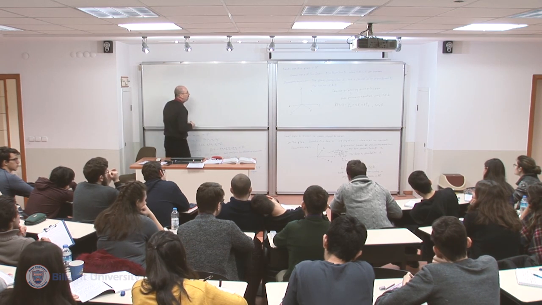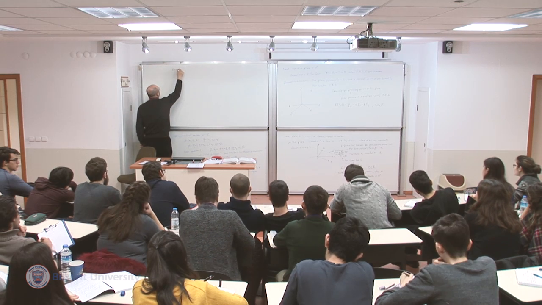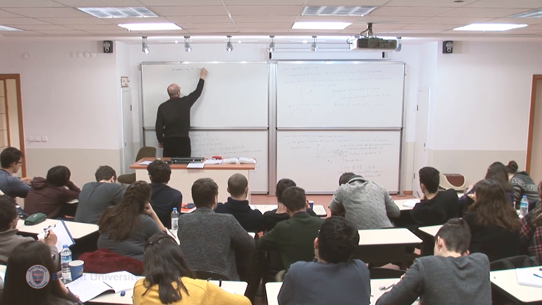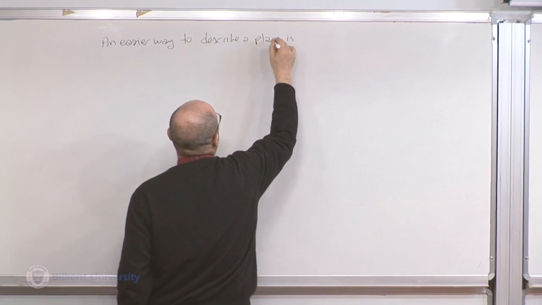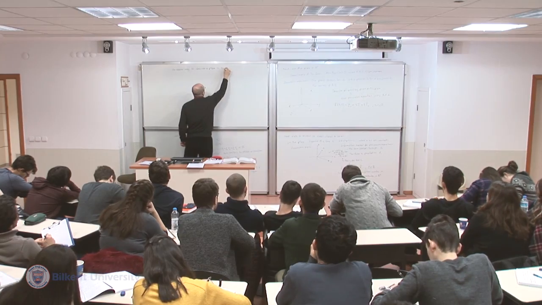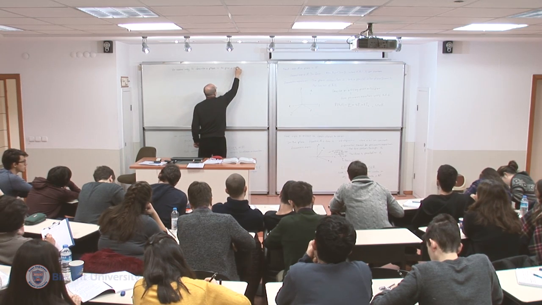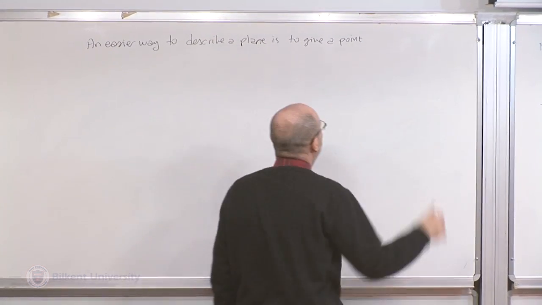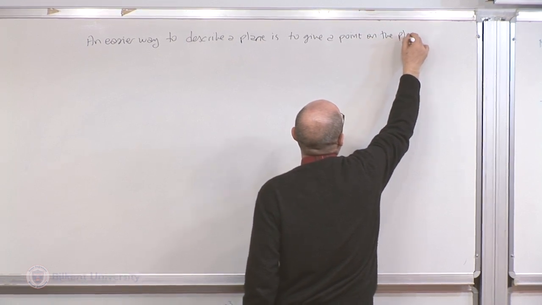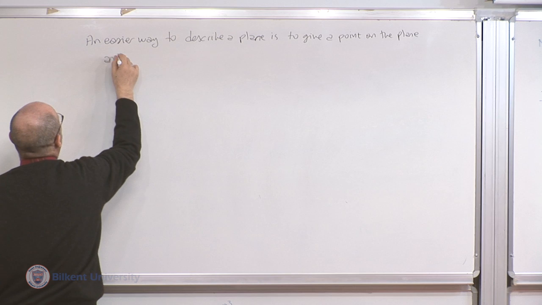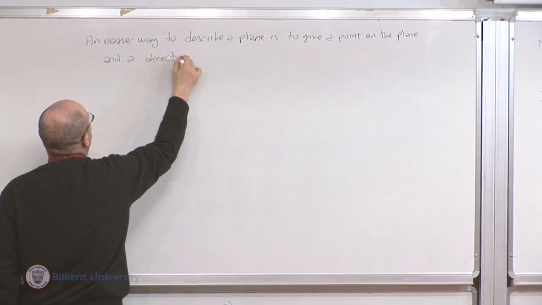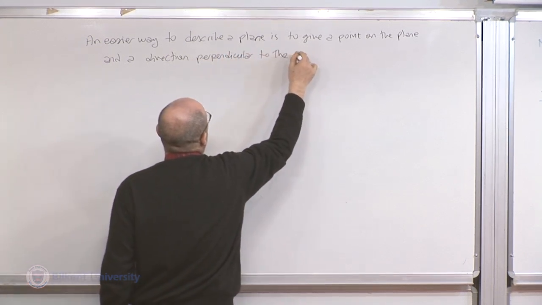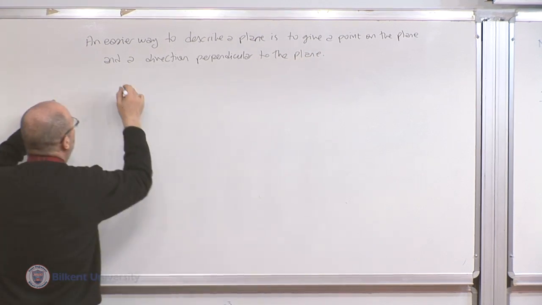So, an easier way to describe a plane is to give a point on the plane, and a direction perpendicular to the plane.